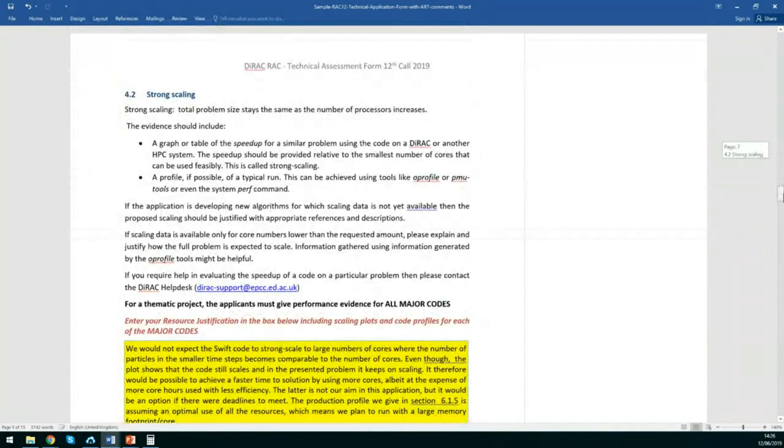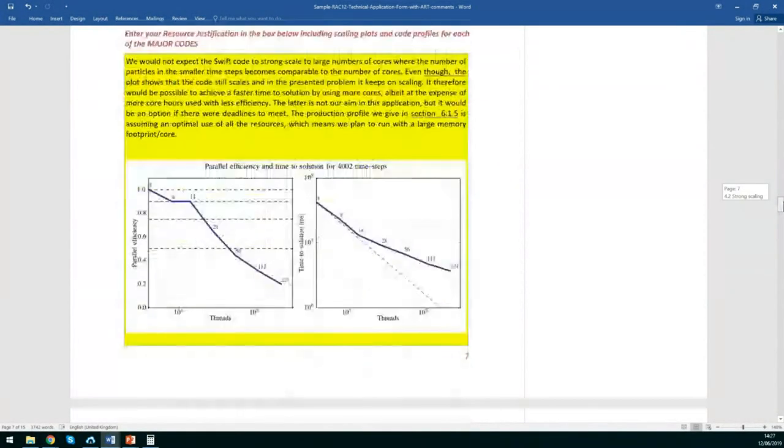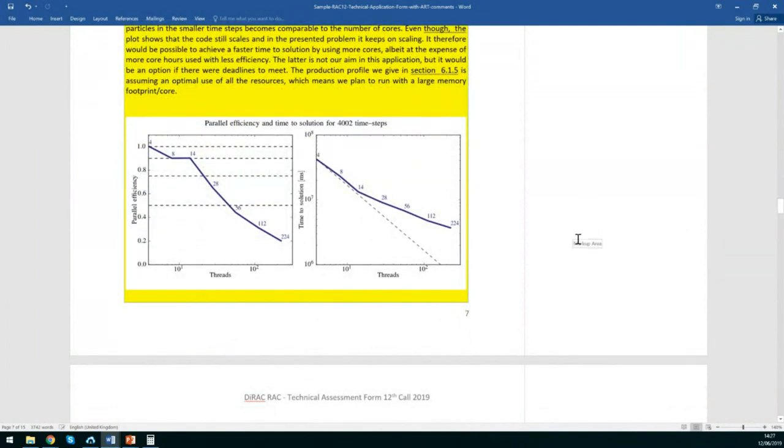Good. So here I am with the strong scaling. The strong scaling is you take the same problem, same data set, same input, same everything, and you are running it on more cores. And I think that the OProfile could give you quite a lot of information about what your code does if you go for more and more cores. So while in this application we're not really looking for strong scaling, it is a good idea to put it in. Because if you have reasonable strong scaling, you could get a faster real-time to solution.